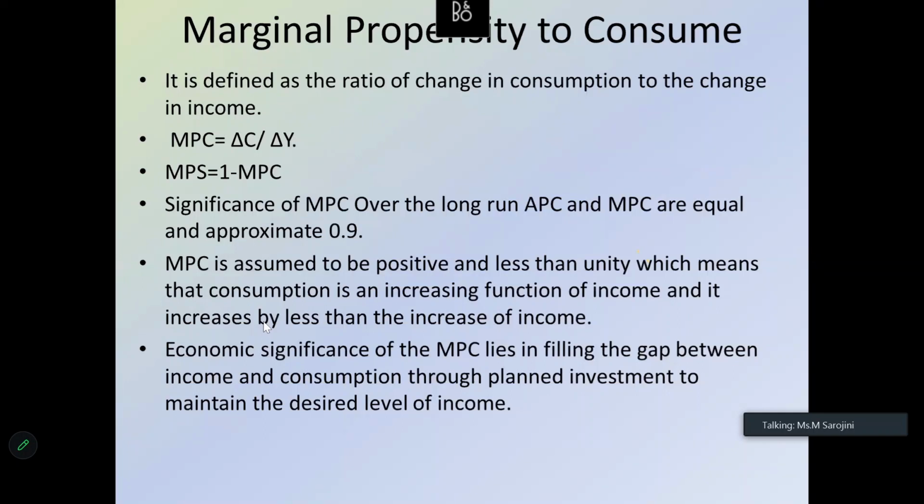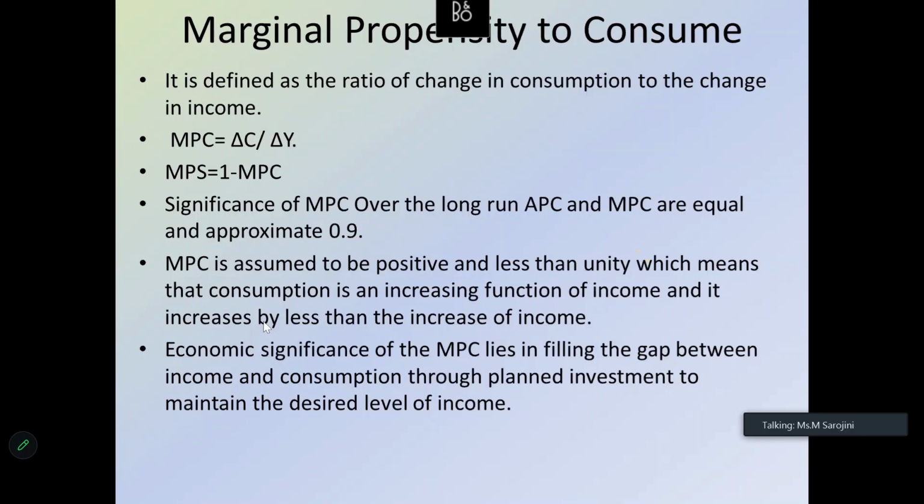Therefore, once we subtract the MPC from one, or MPS, we can get the balanced one. Also, the significance of MPC: over a long period, APC and MPC are equal and approximately 0.9, not in the short run. What is significant? The APC as well as the MPC are equal, and the value of the APC and MPC is 0.9.